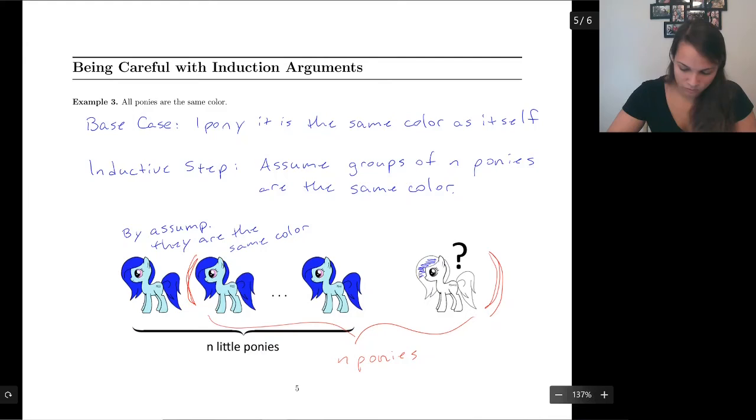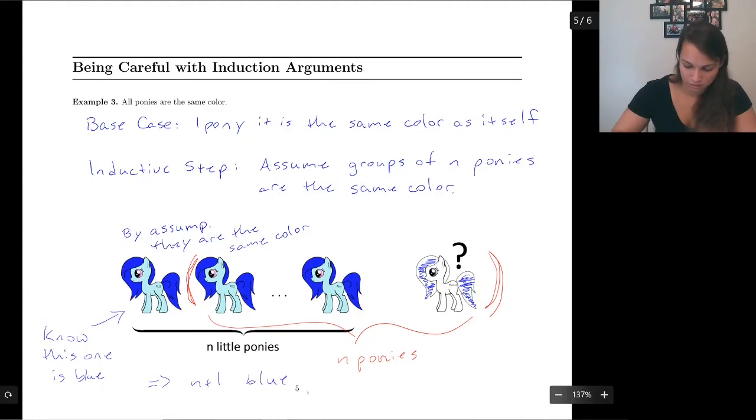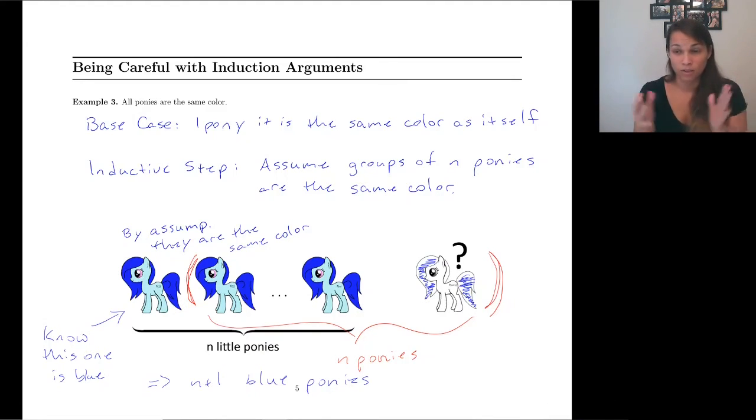So here we go. This guy has to be blue. But then we know that he's blue already. He was in our original group. So that means I have n plus 1 blue ponies. So they are all the same color. My logic seems good, but we have seen ponies and they are not all the same color. Something has to be wrong.